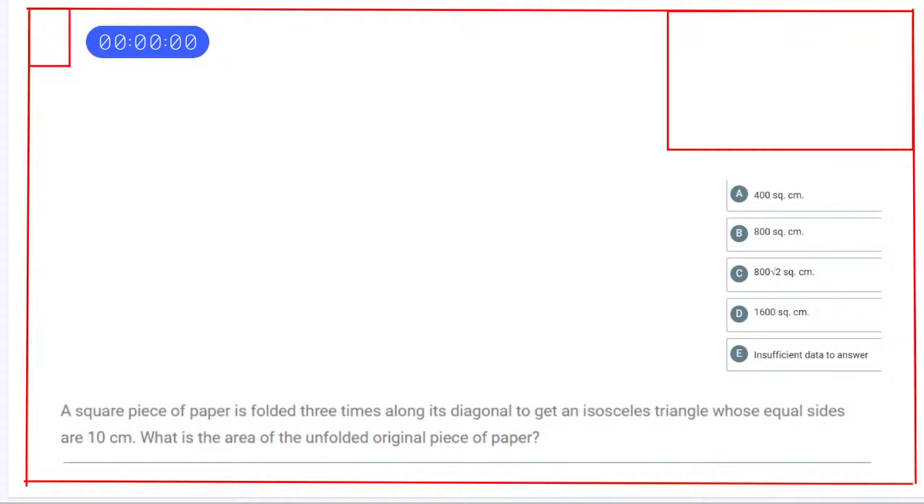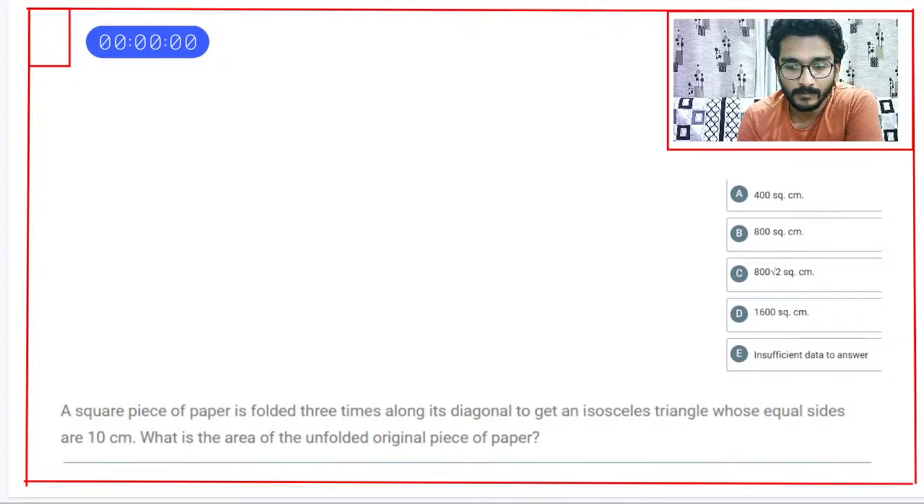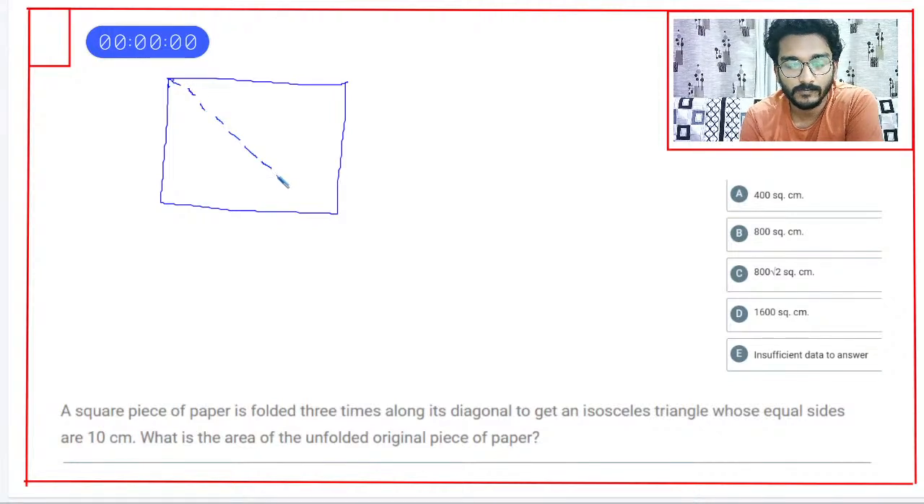Okay, so let's, have you done this question? A square piece of paper is folded 3 times along its diagonal, to get an isosceles triangle whose equal sides is given. So let's just fold it. If the side is a, the diagonal is a root 2 for us.